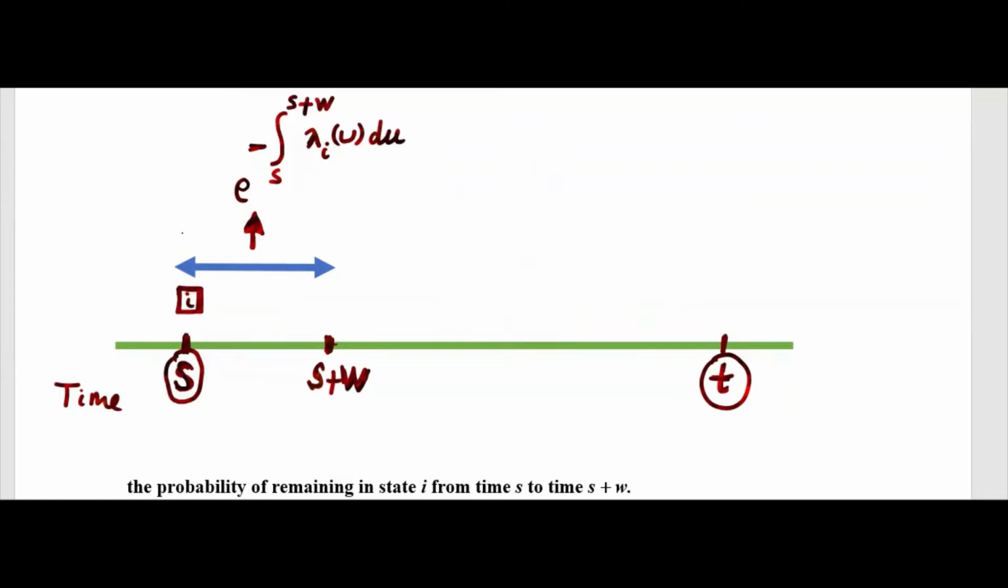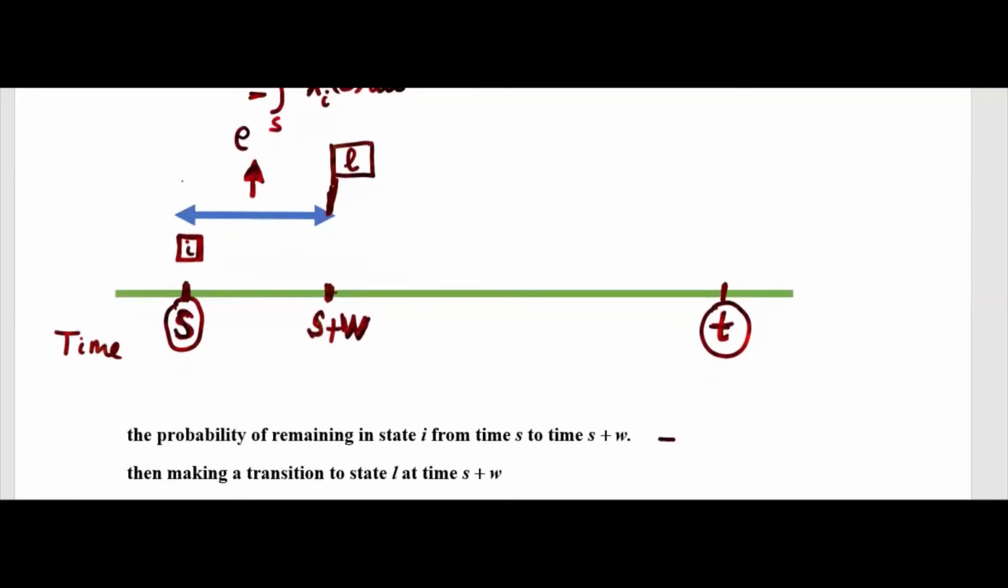Now S to S plus W lambda I U du, this was the formula. Then there is one making a transition, okay. So going to some other state, this state is L here. What is the probability that it will stay this time? We'll write the symbol for that as well. So let me write individually here. This one is e power minus S to S plus W lambda I U du.